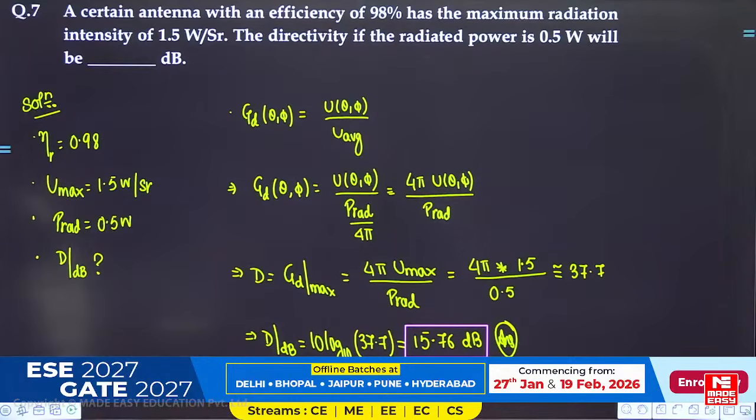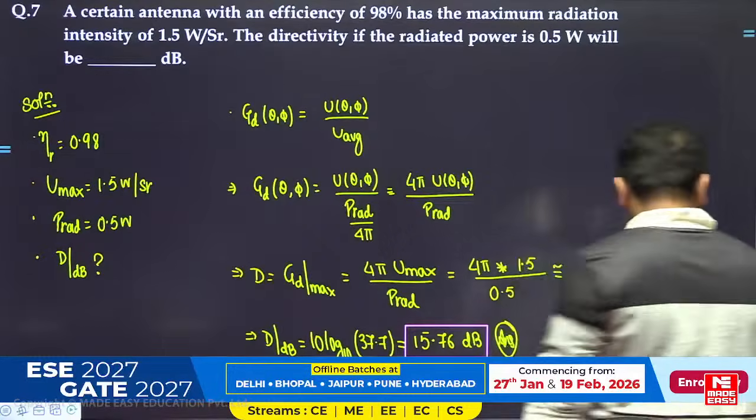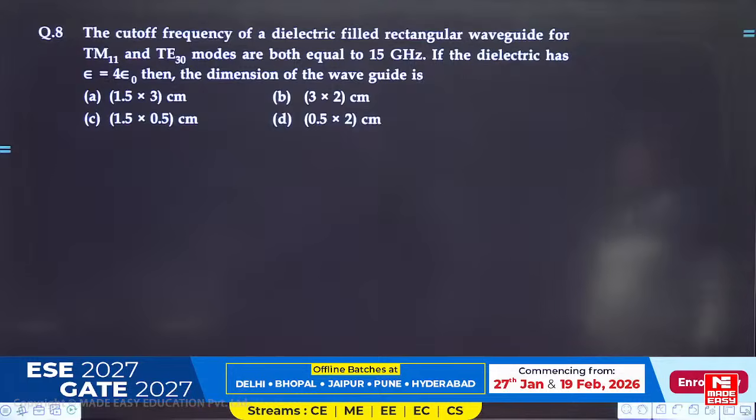Clear? Next, question number 8. The cutoff frequency of a dielectric filled rectangular waveguide for TM11 and TE30 modes are both equal to 15 GHz. If the dielectric has epsilon equal to 4 epsilon naught, then the dimension of the waveguide will be how much?